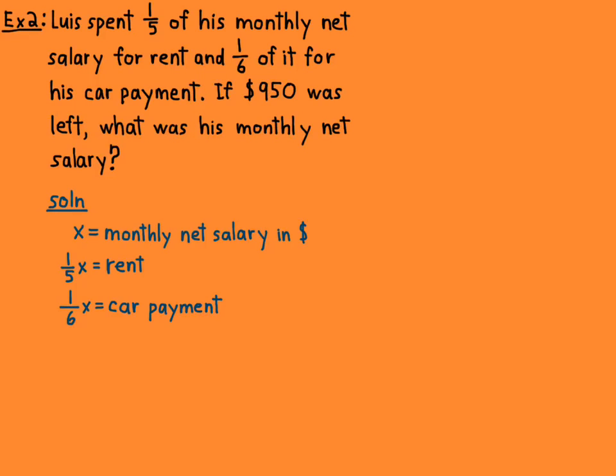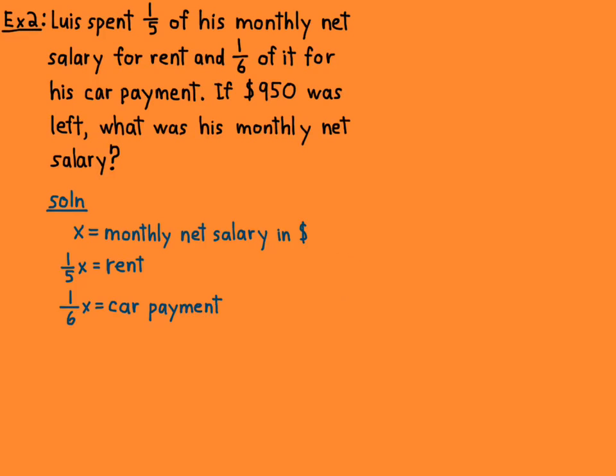Okay, then what else do I know? Just reading through this problem. I've used the first line, I've used the second line. I'm down to here: $950 is left. What was his monthly salary? So he started with X dollars, and then you subtract out the rent and the car payment, and what's left is $950. Another way to think of it is the $950 plus the 1/6 X plus the 1/5 X equals his monthly salary. Whichever way you do that.